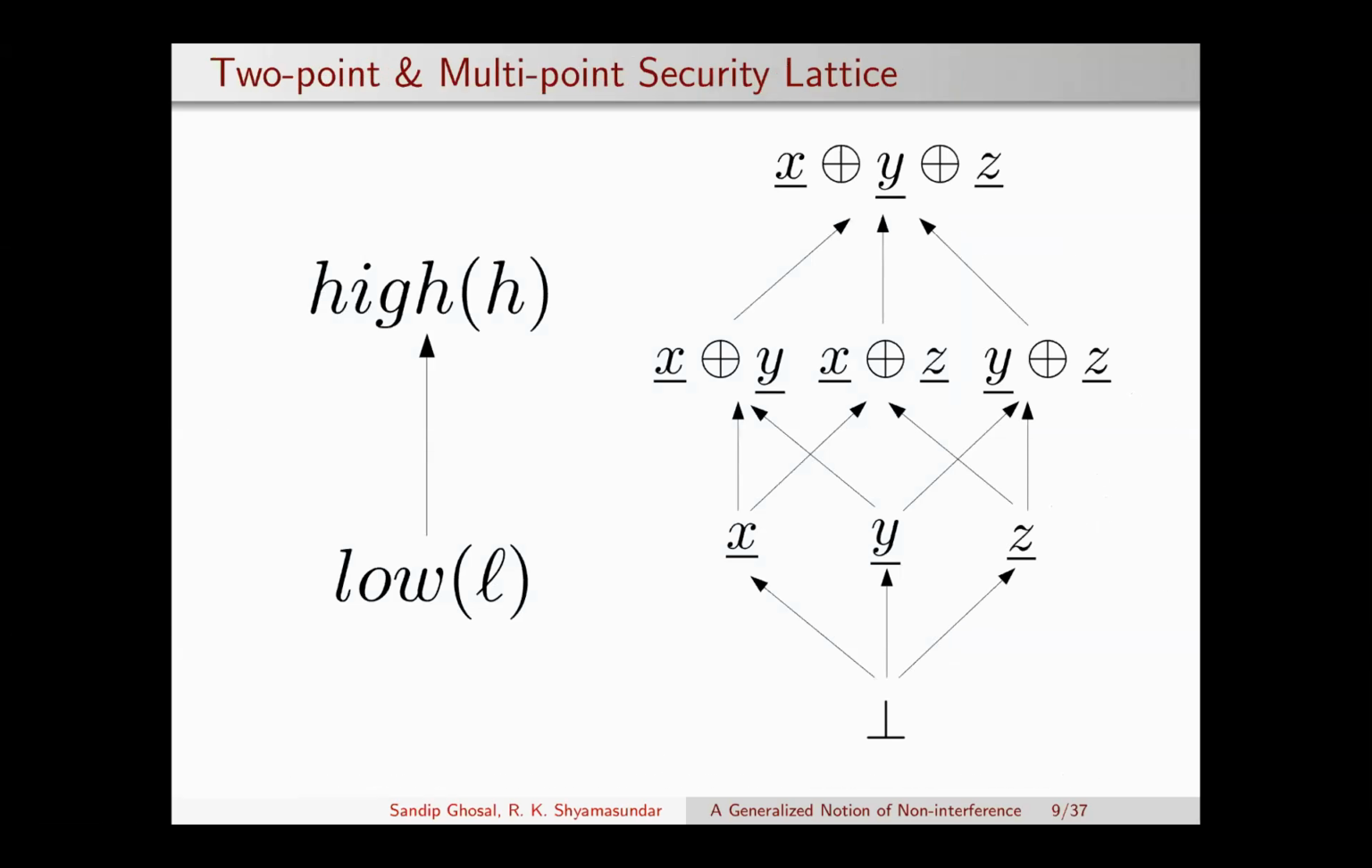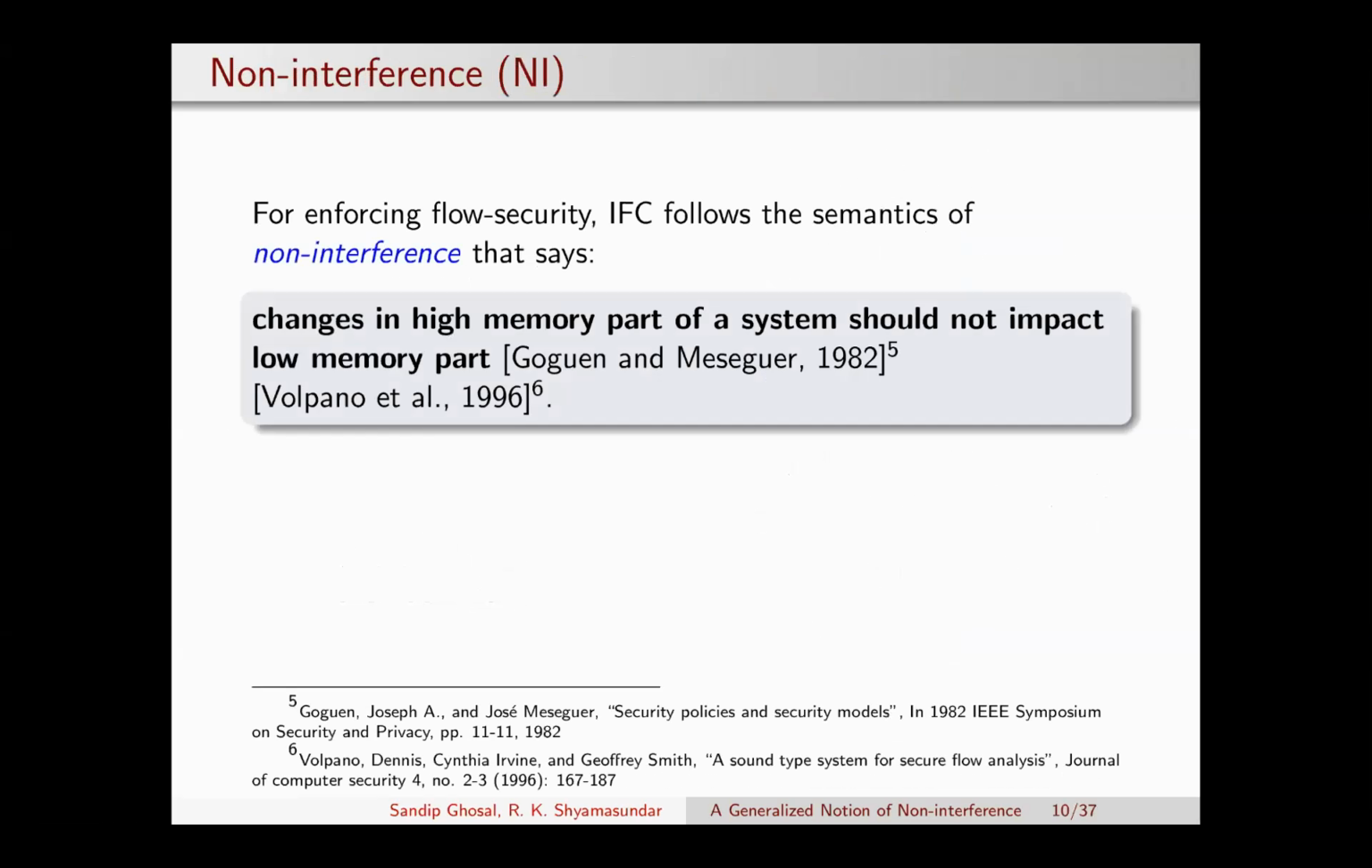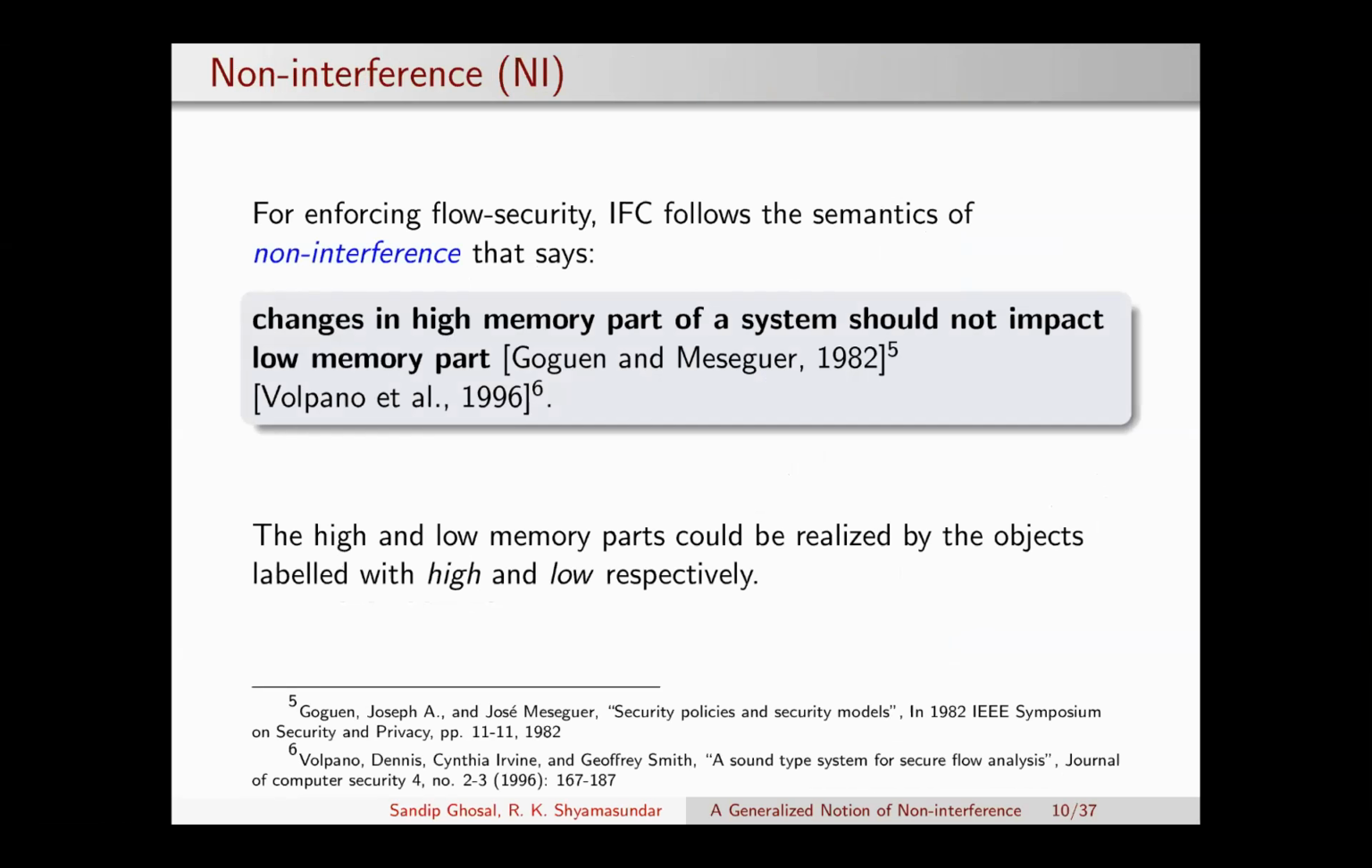Here we have examples of two kinds of lattice. One is a 2-point lattice where there are only 2 points, high and low. Another is a general multi-point lattice where there are multiple points. Note that in both the lattices, information flows in the upward direction only. Non-interference is the baseline property for enforcing flow security in information flow control. Non-interference says that changes in the high memory part of a system should not be observable through the low memory part. These high and low memory parts can be realized by high and low levels respectively for a two-point lattice.